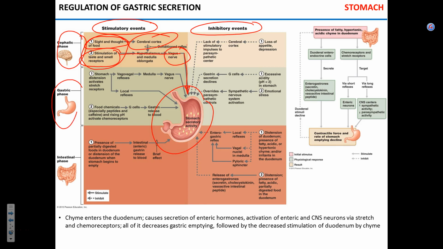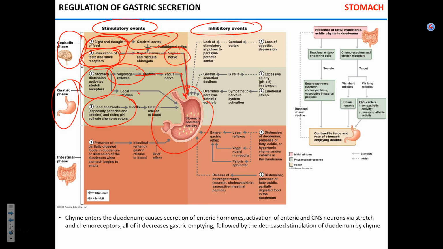Then comes the gastric phase. So in the gastric phase, basically presence of food in the stomach, food chemicals, and stomach distension. Does that make sense? So food gets in the stomach, the stomach gets distended. Stretched. Is that clear for you? This activates what we call the vagovagal reflex, going through the medulla, back by the vagus nerve, stimulating gastric secretions.